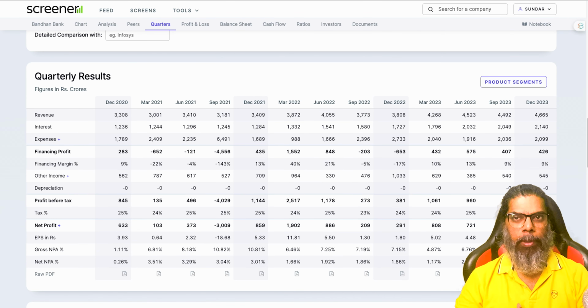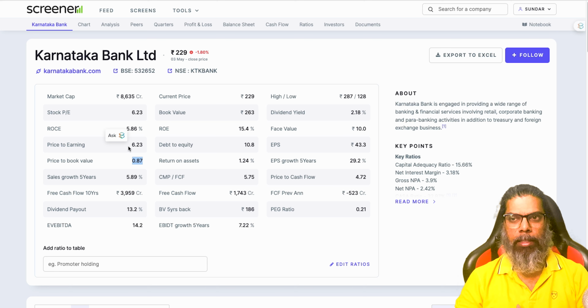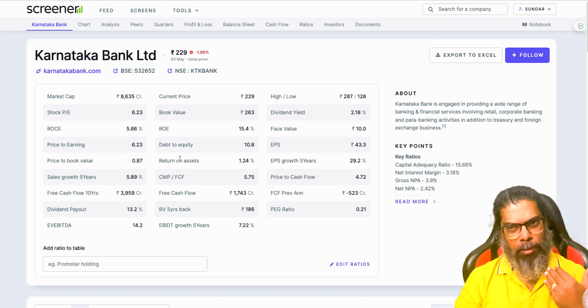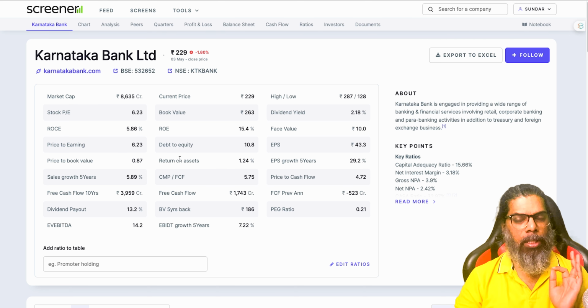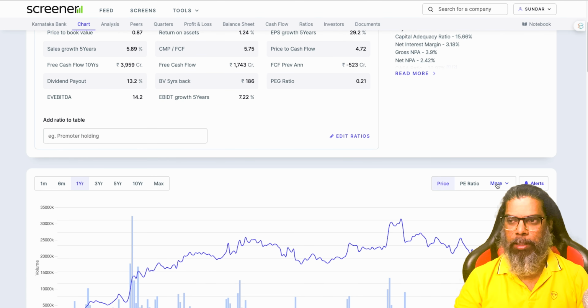Let's see another bank. Okay, Karnataka Bank. Let's take Karnataka Bank. What is its book value? It is 263 and the PB is 0.87. What does that mean? It's less than 1. That means it shows it's undervalued. From the PB ratio, we understood it's undervalued. Now let's see whether it's really undervalued. Let's check the past history of PB.